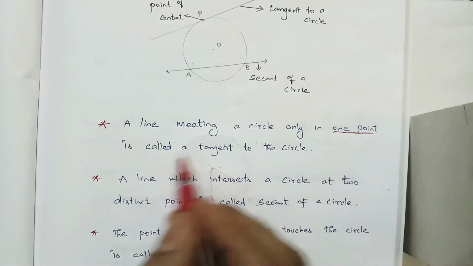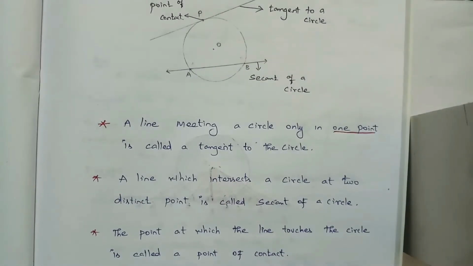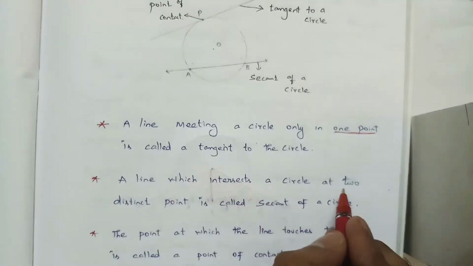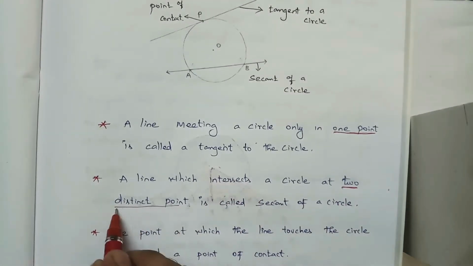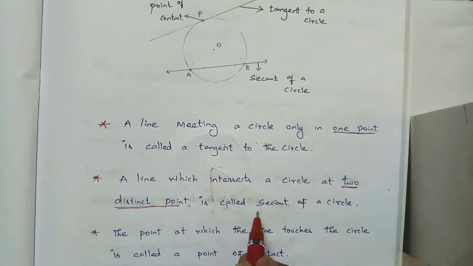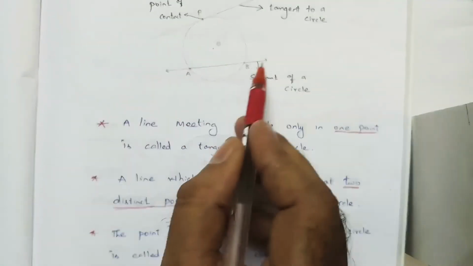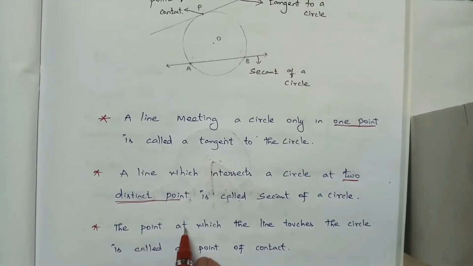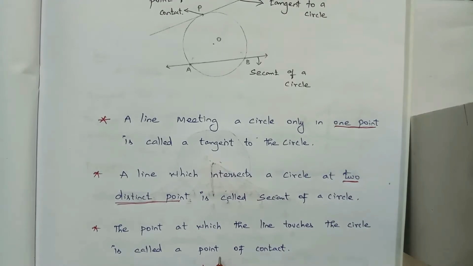Only in one point is called a tangent to the circle. A line which intersects a circle at two distinct points is called a secant of a circle. Next, the point at which the line touches the circle is called the point of contact.